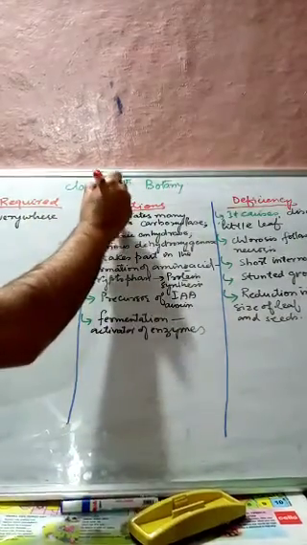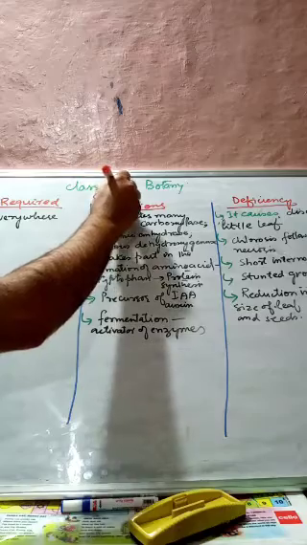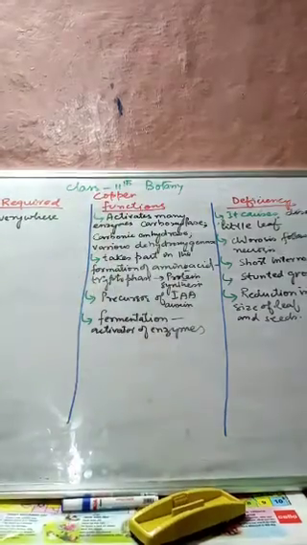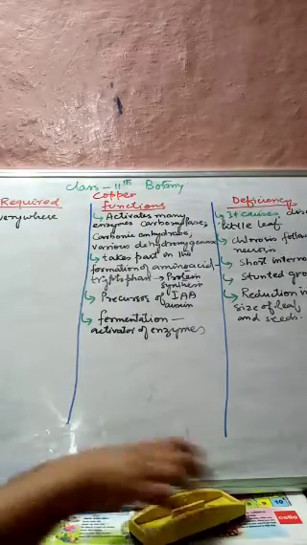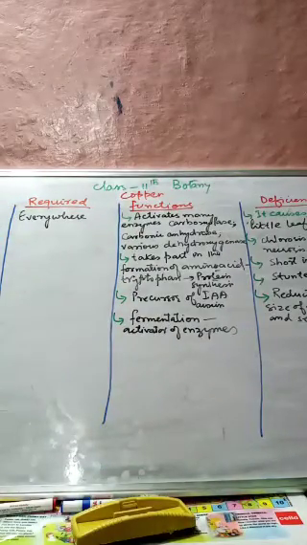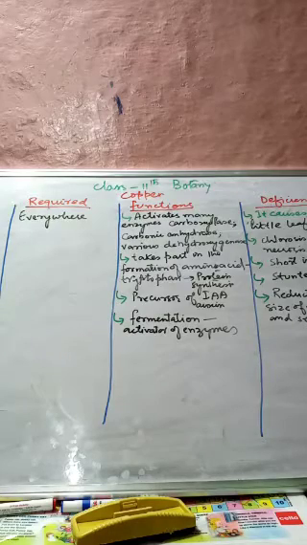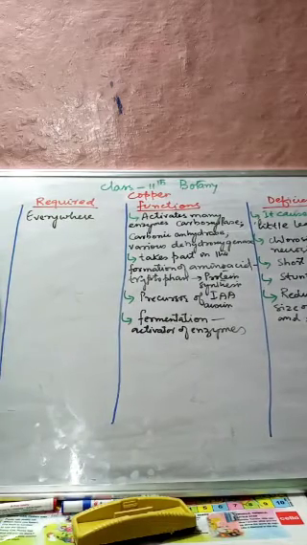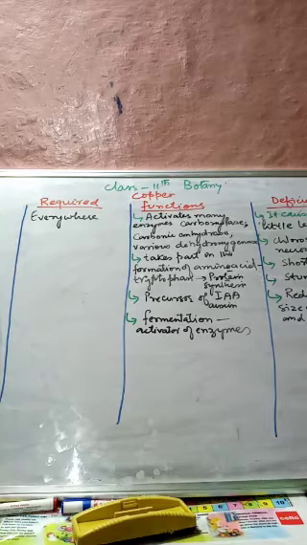Now, let us take one more, that is copper. Copper again, it is absorbed. This copper is absorbed in the form of an ion, that is cupric ion.